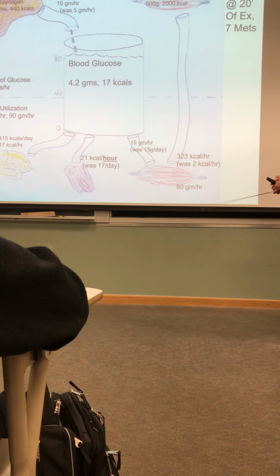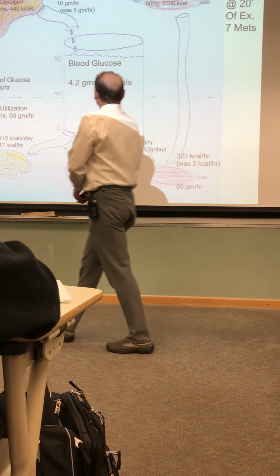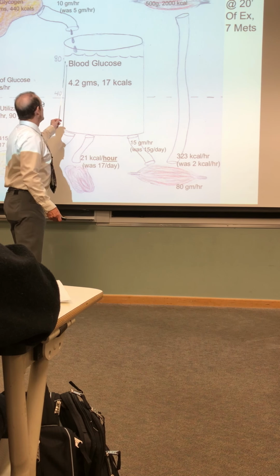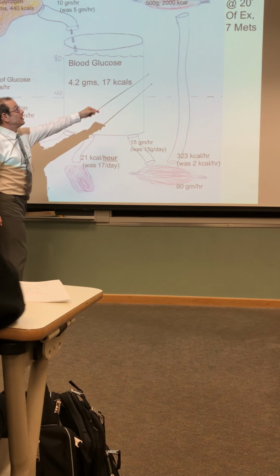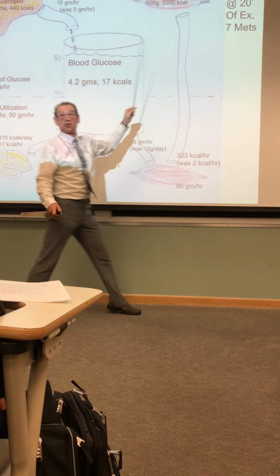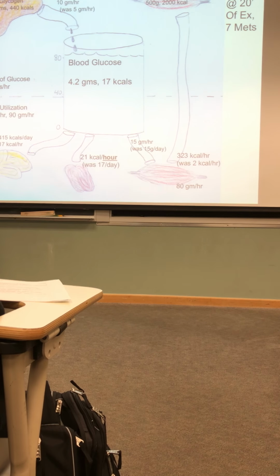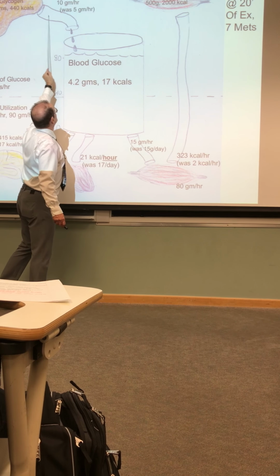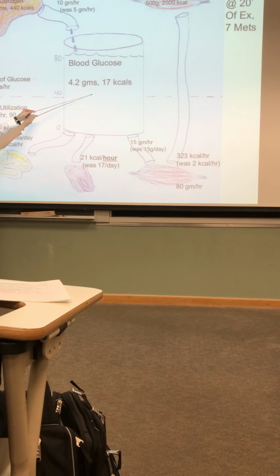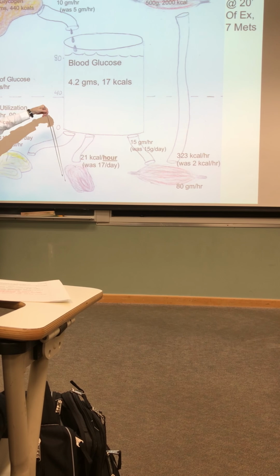So now at 20 minutes of exercise, just to show you how different this is, the blood glucose is still stable at the same level it was at rest. That's my warm-up. And notice that the liver glycogen breakdown has doubled. So if this is the same and you're dropping twice as much glucose into it, what does that tell you about utilization? It had to go up, right?